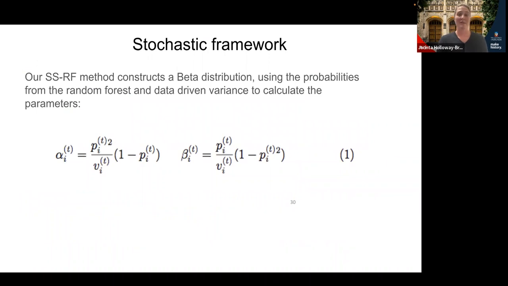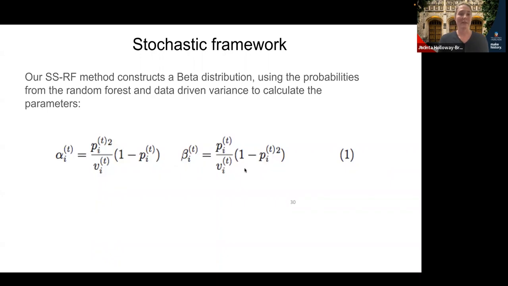So our method constructs a beta distribution. With a beta, we're considering 2 options. For each class, the model considers, does this pixel belong to this class or not? So it's a binary yes or no scenario, but that's for each of the classes. Using the probabilities from the random forest and some variance that we derive from the image, we calculate our parameters alpha and beta.